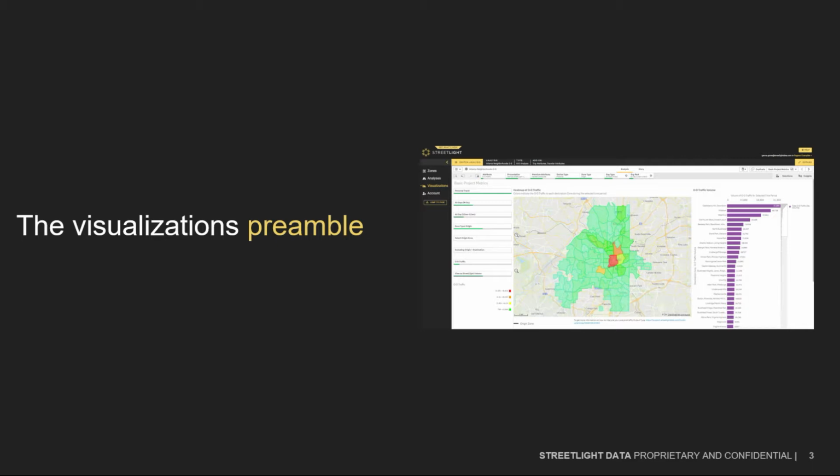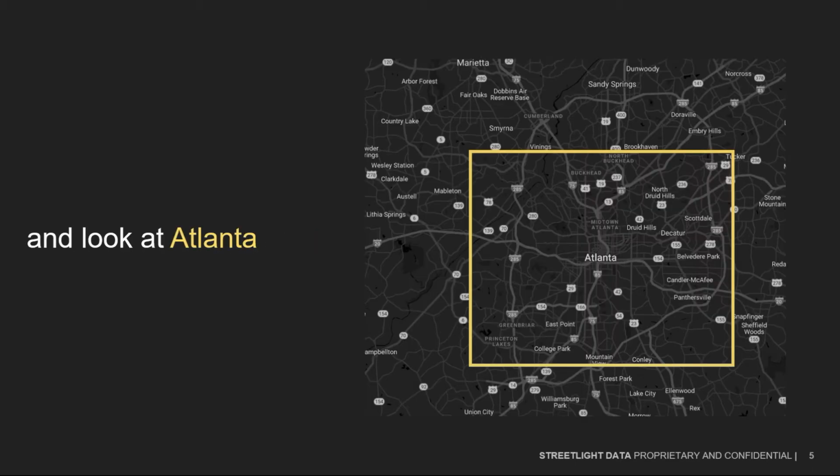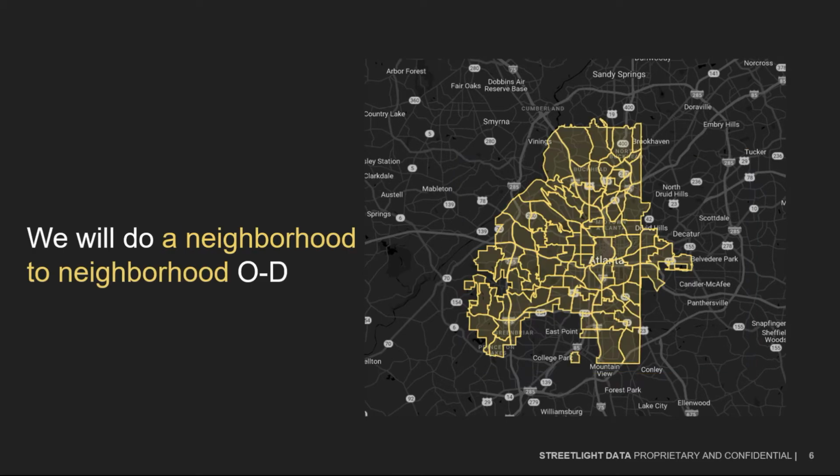Our goal is to describe the interactive visualization in general, while using an origin-destination analysis as our example. Keep in mind, different analysis types might have varying versions of the visualizations. So let's go through an example. We will be looking at Atlanta, Georgia, and we'll visualize a neighborhood-to-neighborhood origin-destination analysis.